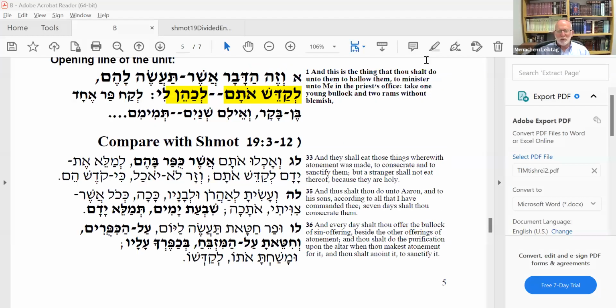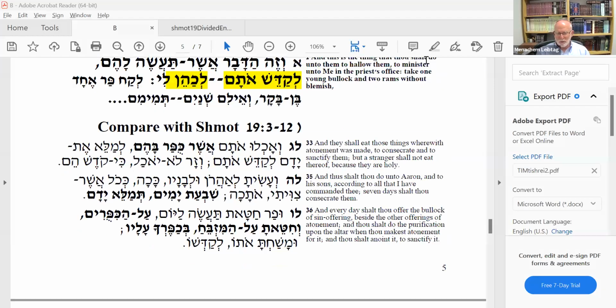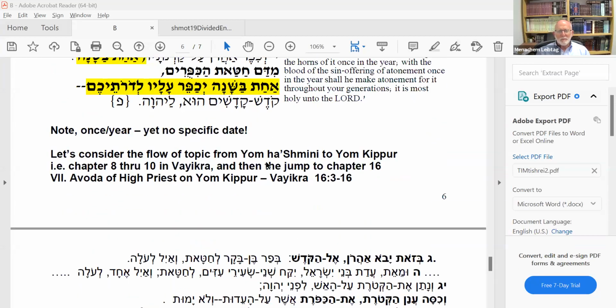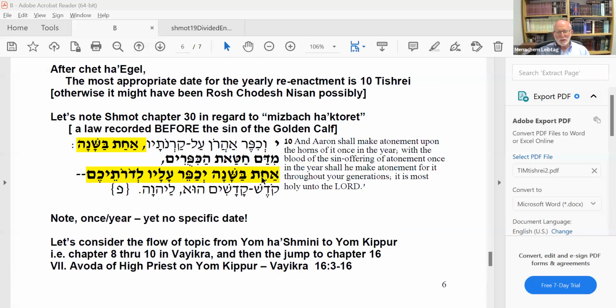What I want to go back to, though, on the source sheet, is the proof that there's this idea of once a year kapara, even before Chet HaEgel. Where do we see that? Let's go back to the Mishkan. Remember, we had chapter 29, the inaugural ceremony. When the inaugural ceremony is over, what are we told? We get to the story right before the story of the Golden Calf, right before Parshat Ki Tisa, in Parshat Tetzaveh.